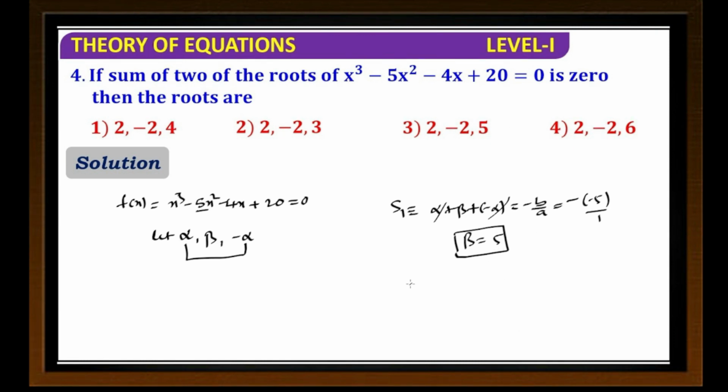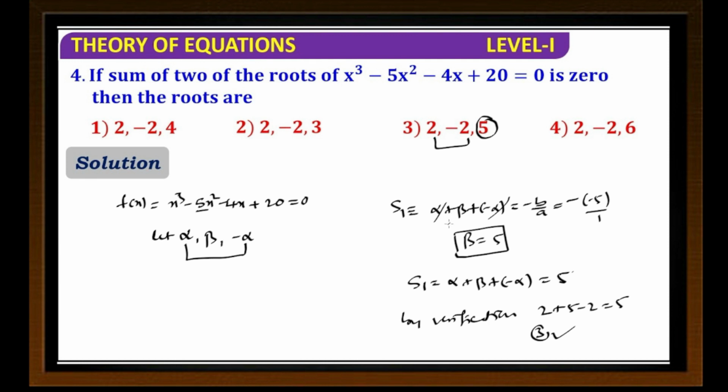Now beta is 5. What about S1? S1 means the sum of the three roots. So alpha plus beta plus minus alpha equals 5. The sum of the roots is minus b by a, which is 5. Now one root we have is 5, and from the options, 5 is there only in the third option. So what are the remaining roots? Alpha and minus alpha. By verification, 2 plus 5 minus 2 is 5 only. Therefore, our third option is the right option. Clear?